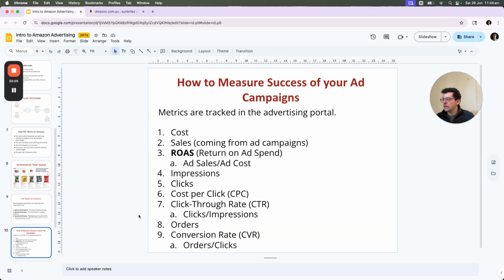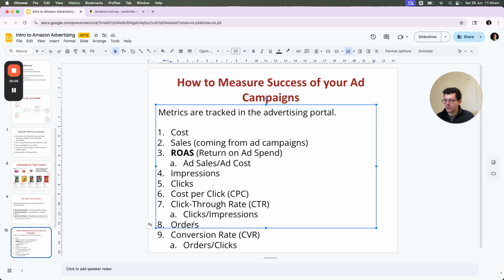And then number 8, this is your orders, like how many orders has that ad campaign delivered. Again, this is solely from the advertised placement. So it's pretty much the same as your sales, except sales is a dollar value, $1,000, whatever. Orders is the number of orders sold, 10, 11, number of units.